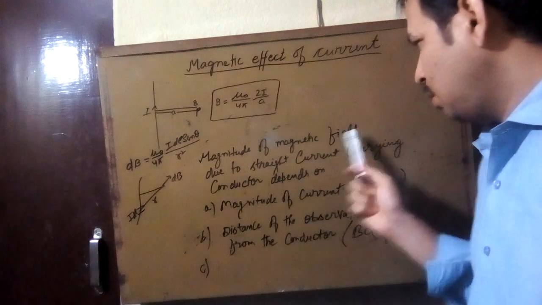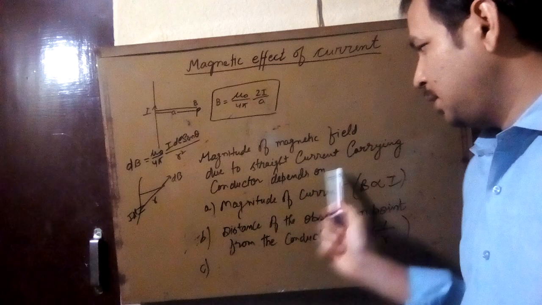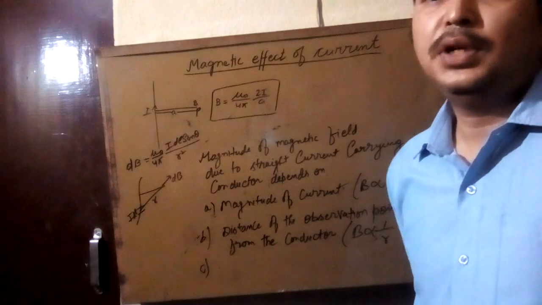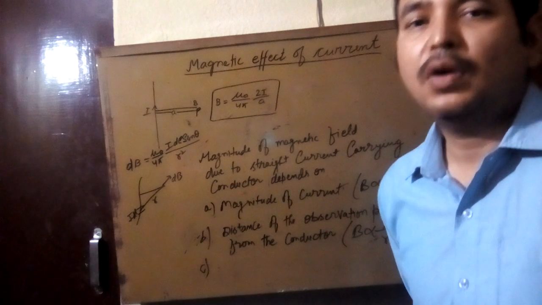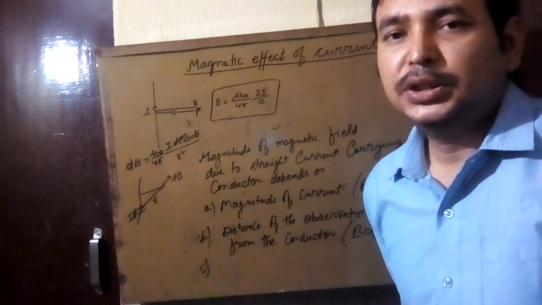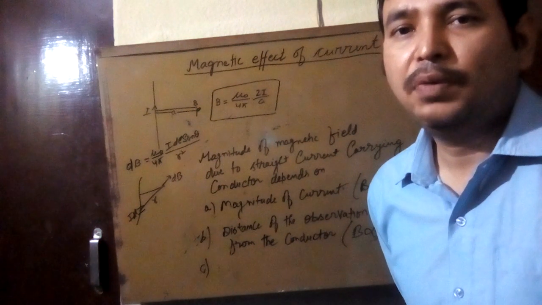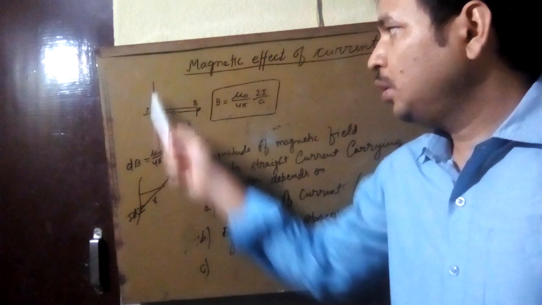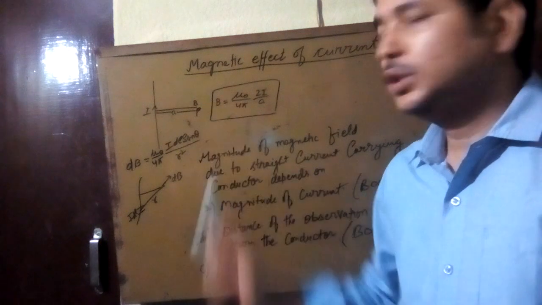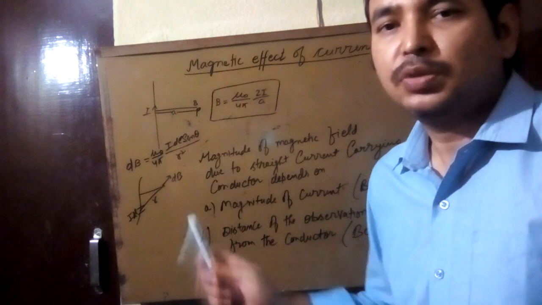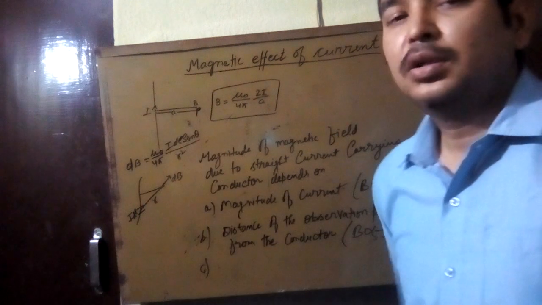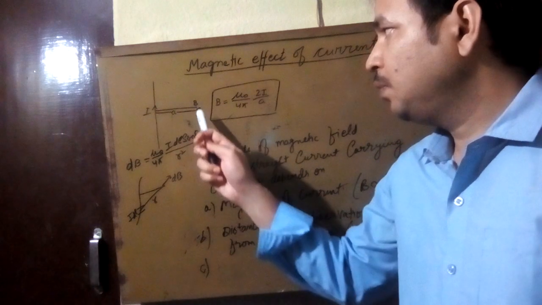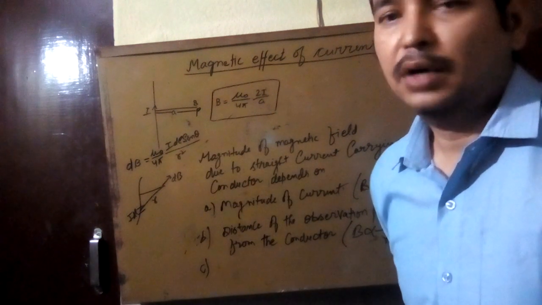So the magnitude of the magnetic field due to a straight current carrying conductor depends on the magnitude of current. What does it mean? If you increase the current, then the magnetic field will also increase. If you increase the current by 2 times, the magnetic field at a particular point will also become 2 times. If you go on increasing the current, the magnetic field at point P will go on increasing by the same factor. If you decrease the current to half, then the magnetic field also decreases to half.